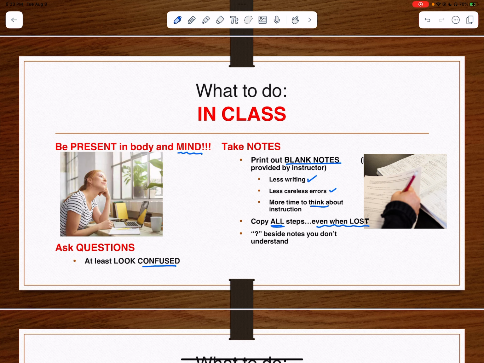And then if you are lost, put a big question mark beside the notes right where you feel like you are lost. That way, when you have questions, you can just stay after class or come to my office hours, and I can explain that section of notes to you. You can also go to the tutoring center.